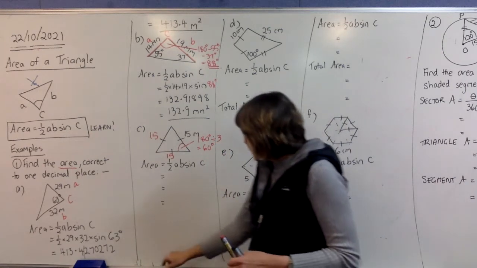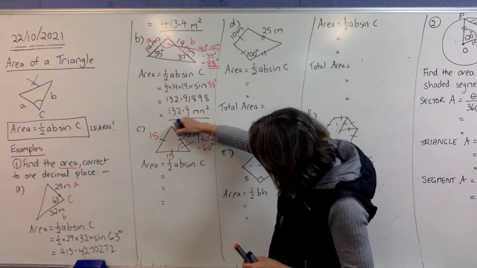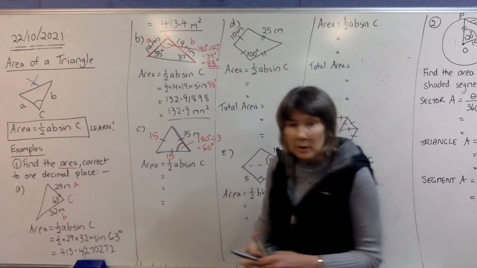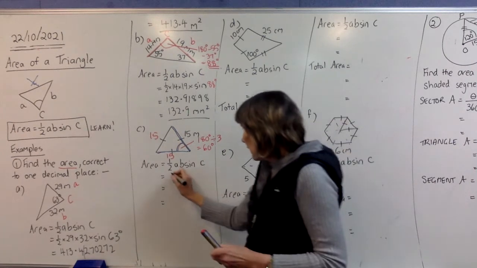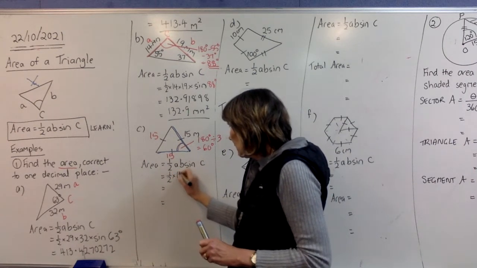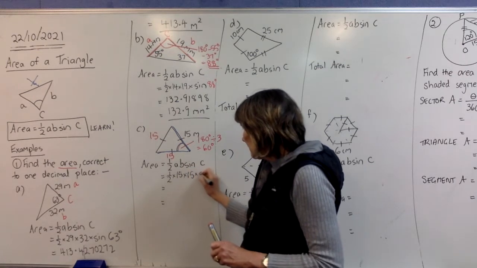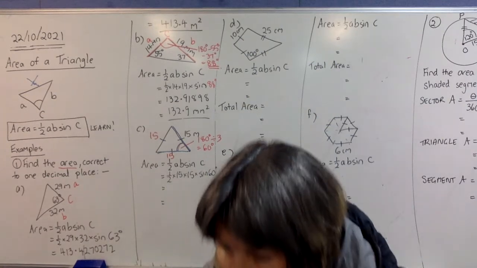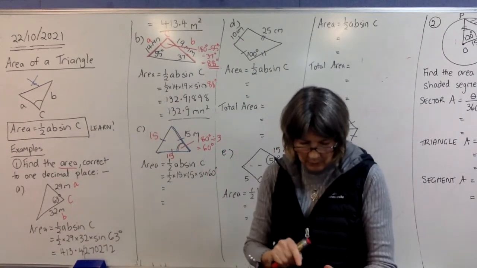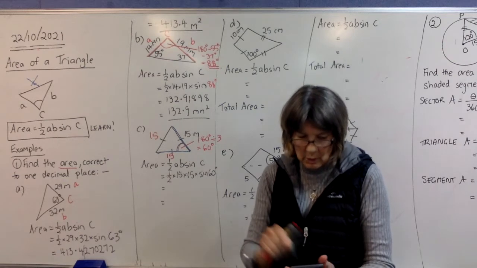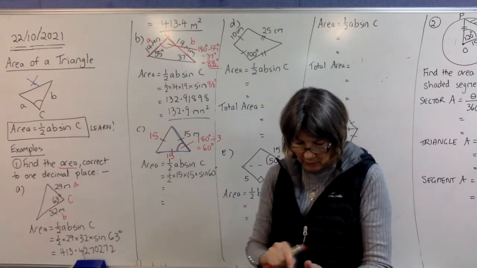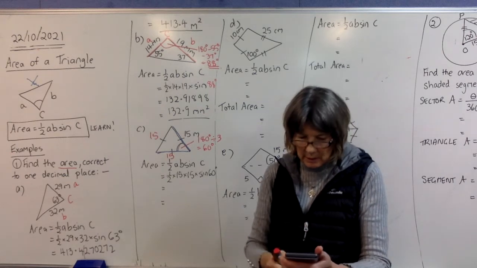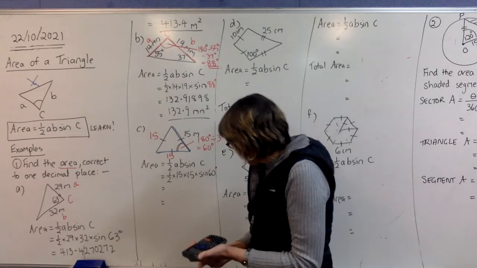So if I concentrate just on this part of the diagram, I have this side, I have this side, and I have this angle. So that's what I'm going to use in my formula. So it's a half times 15 times 15 times sine 60 degrees. So let's go to our calculator now. Type it in. Fraction key 1 down arrow 2 right arrow times 15 times 15 times sine 60. Close the bracket, equals, and we get this answer.